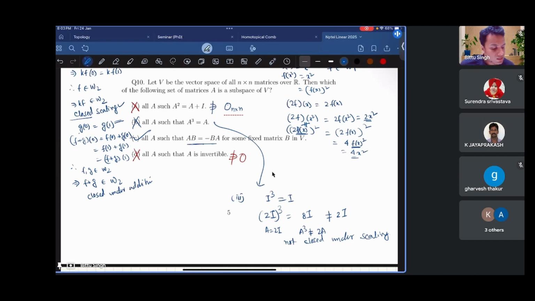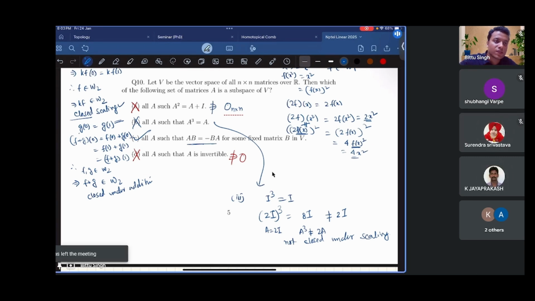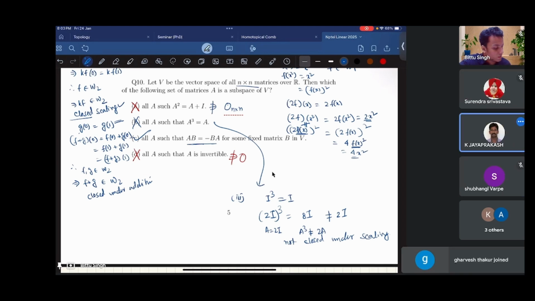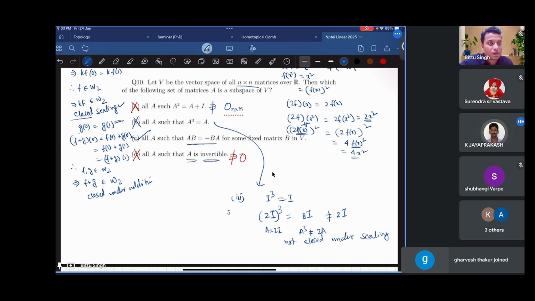So, first thing we check is how to prove something is a subspace. It will be closed under addition and closed under scalar multiplication. So, always remember, if 0 is in the vector space, then the subspace must always contain the same 0. In the vector space of n by n matrices, 0 is the zero matrix, with 0 everywhere. But in this subset, 0 is not there because 0 is not invertible, right?